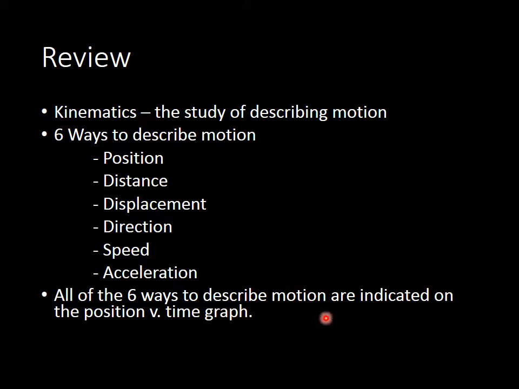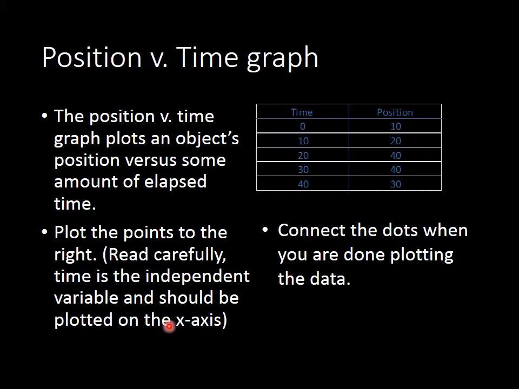So all of these six ways to describe motion can be indicated on the position versus time graph, much like the position versus time graph that we constructed in class last Thursday and Friday. Alright, so a position versus time graph plots an object's position, or its actual location, versus some amount of elapsed time.